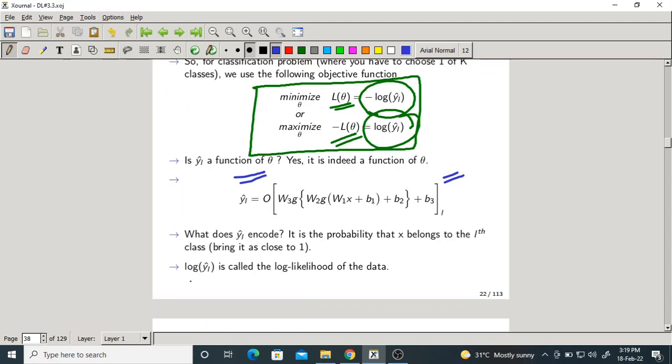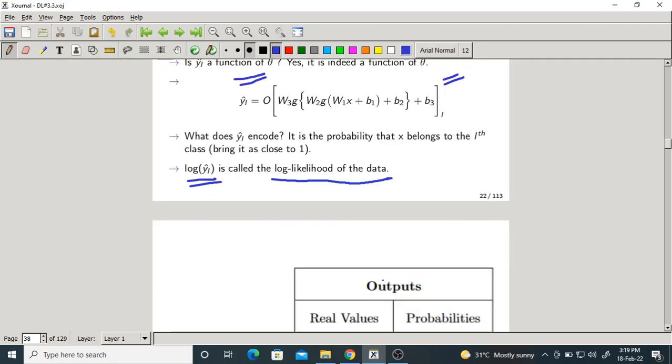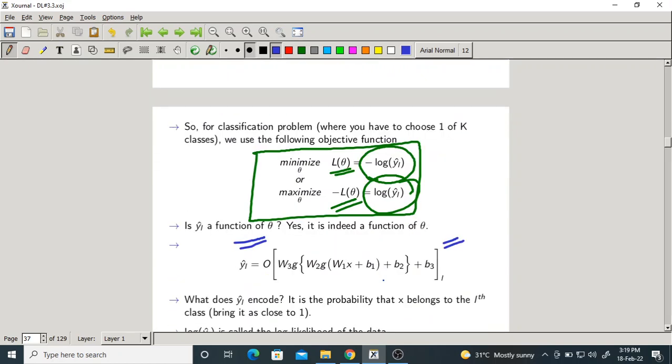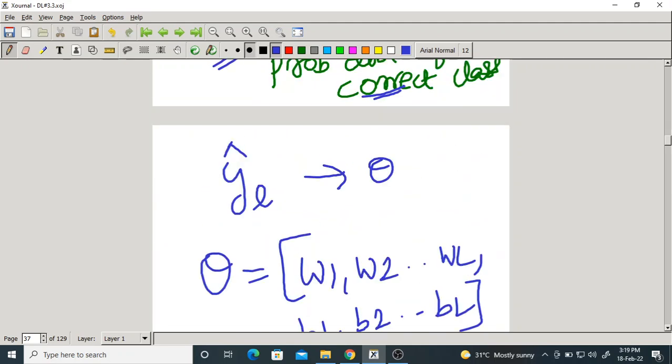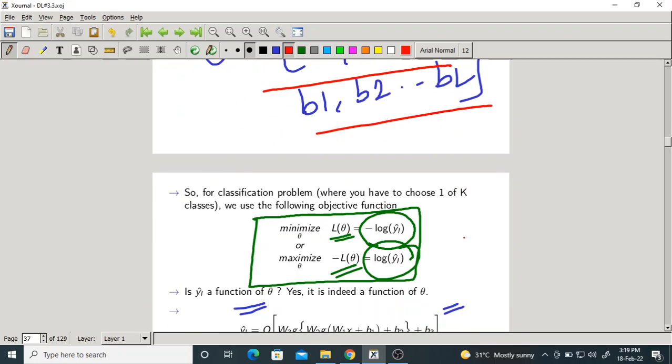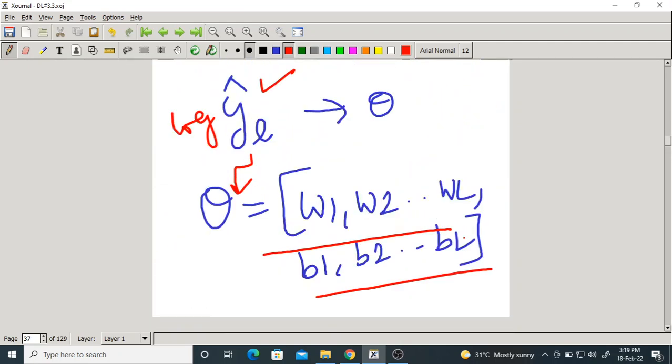Now, log YL hat is called the log likelihood function. We have discussed these things in ADC also. So we have to minimize minus log of YL hat, or maximize log of this quantity. This quantity depends upon theta, but theta depends upon the parameters, all the weights and biases. So this is called the log likelihood function.